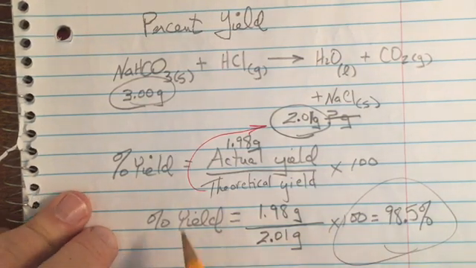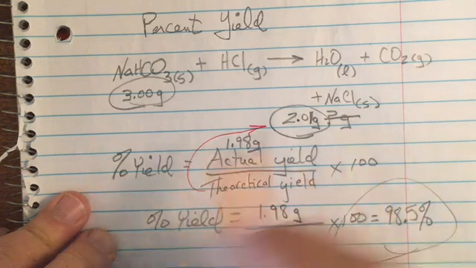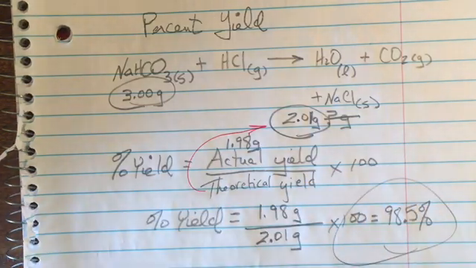and that's quite common. Experimental reasons, perhaps I had some extra unreacted sodium bicarbonate. There's a lot of reasons. And that concludes the calculations for Chapter 9.